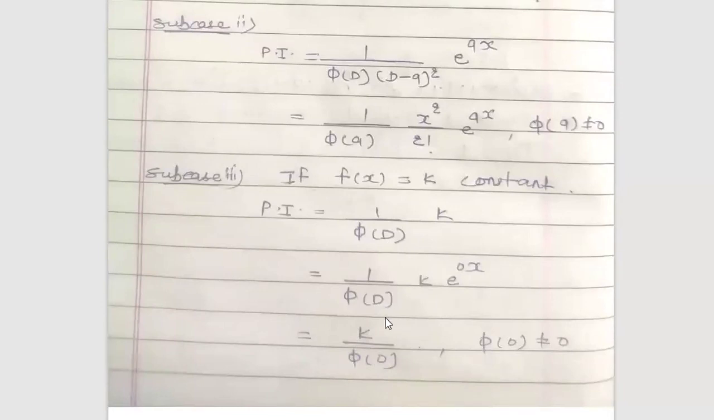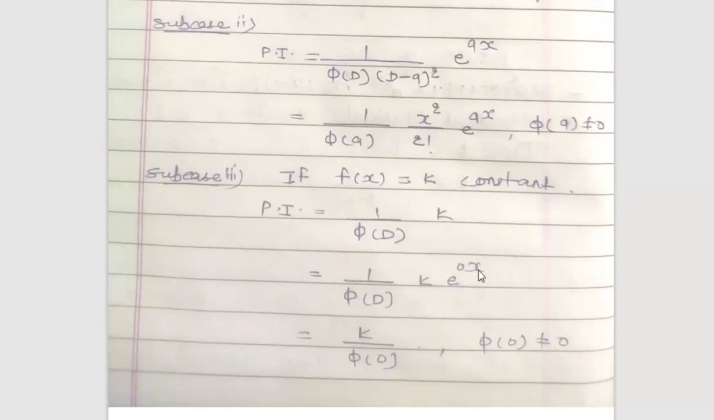Why we are replacing D by 0? Because when there is a constant function, then in that case, we assume here e to the power 0x. The value of e to the power 0x is 1. So we can assume here e to the power 0x, and it is an exponential function.